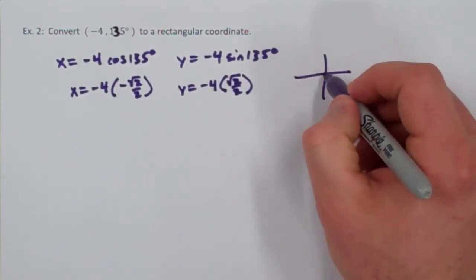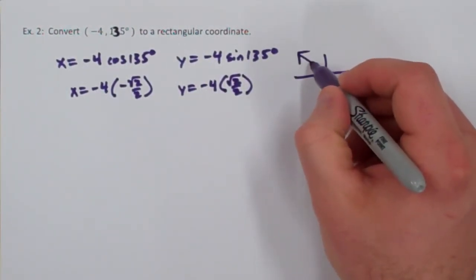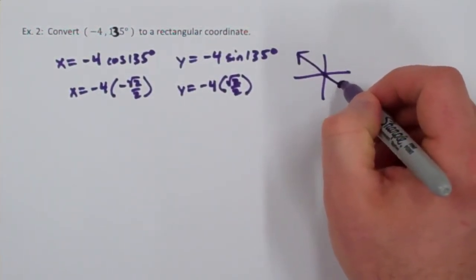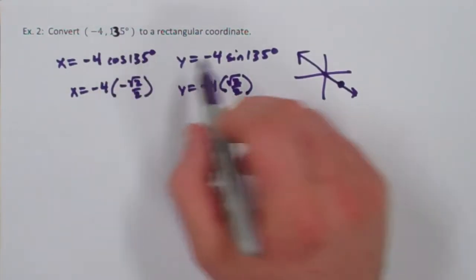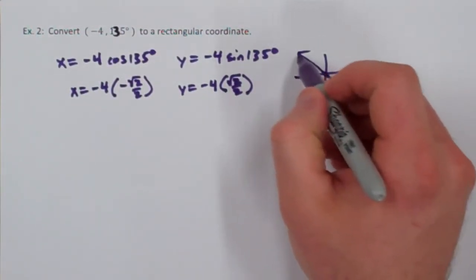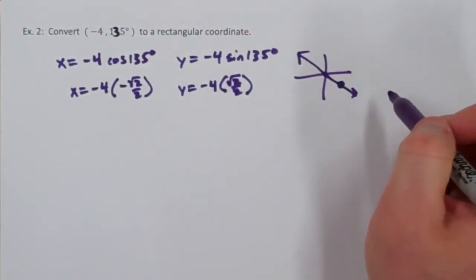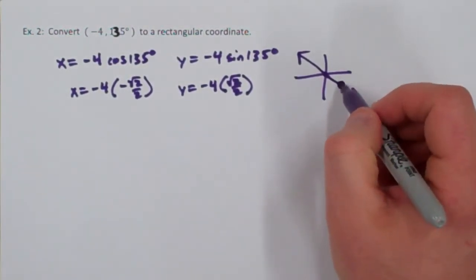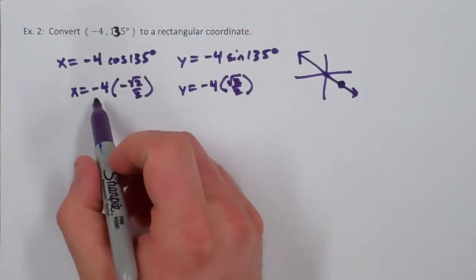This angle, 135, and this point would actually be over here. We've got a negative radius, so instead of going in the 135 direction, we're actually going to go this direction. So we should find a positive x value and a negative y value. Let's see if that happens.